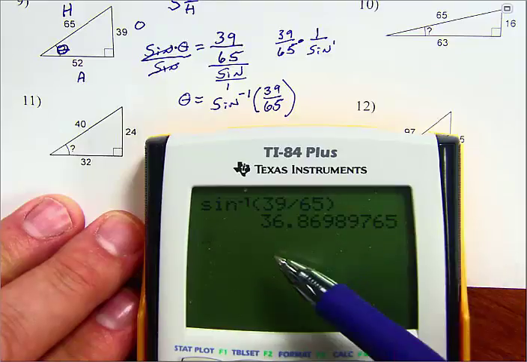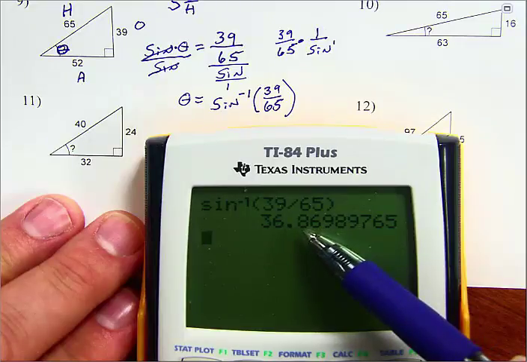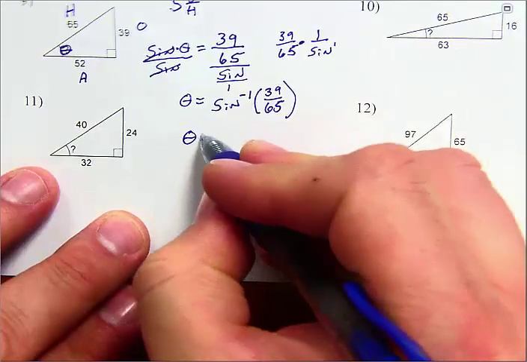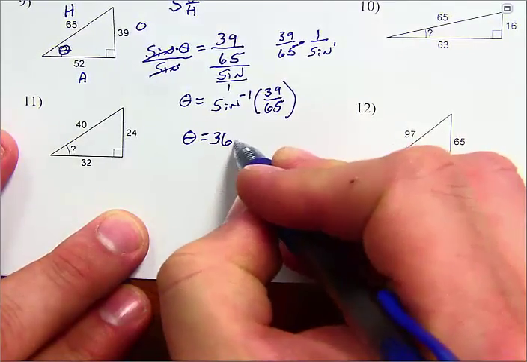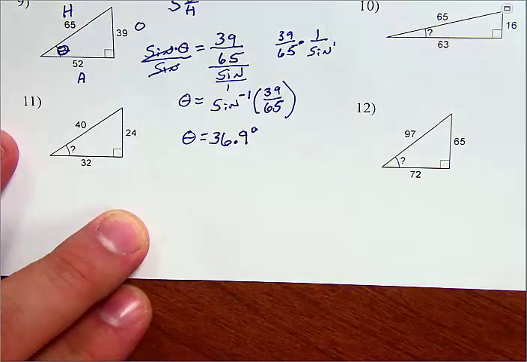Again, we're rounding to the nearest tenth. So that's 6. 6 is bigger than 5, so that 8 is going to turn into a 9. And theta is 36.9, and now it's an angle measure, so it's degrees.